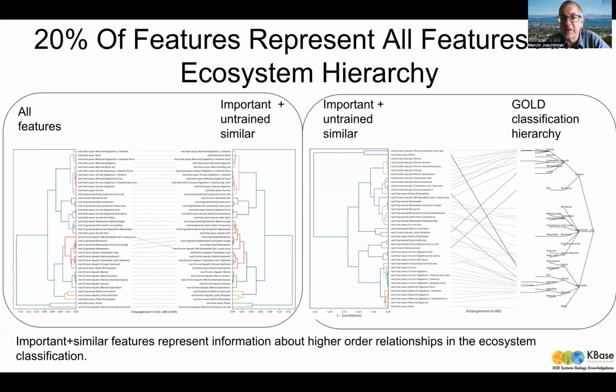Now on the right, we're comparing the important and trained similar data clustering to the gold classification hierarchy itself. In this case, the entanglement is more complex. However, you'll notice that the top three level categories have very good agreement. And moreover, some of these big movers, the solid lines, suggest some degeneracy in the classification. For example, coral reef could be encoded as environmental or host associated. So we think, based on these results, that the important features are also representing some higher order relationships in this ecosystem classification.